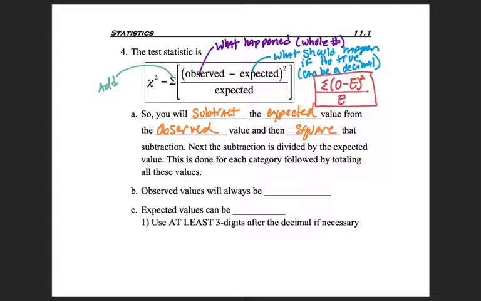I already said it above, but the observed values will always be whole numbers as a reminder, but the expected values can be decimal numbers. And in the case of a decimal number, use at least 3 digits. I generally say to use 5, but this is a pretty long process, and if you're doing it by hand, it turns out 3 digits will be enough.